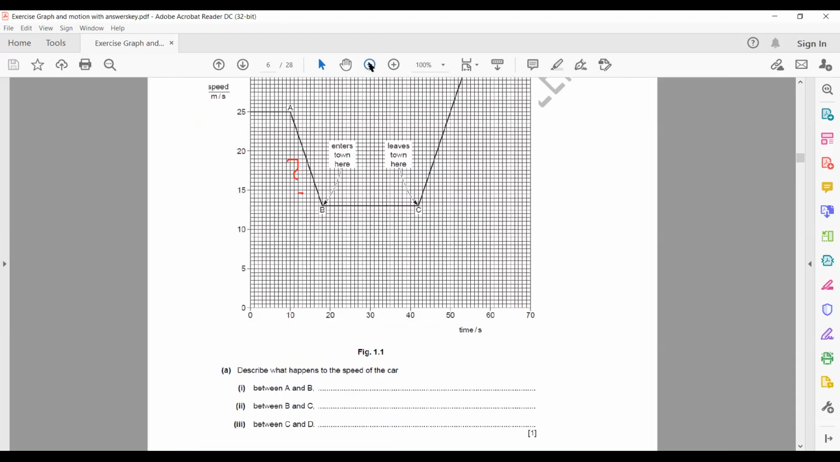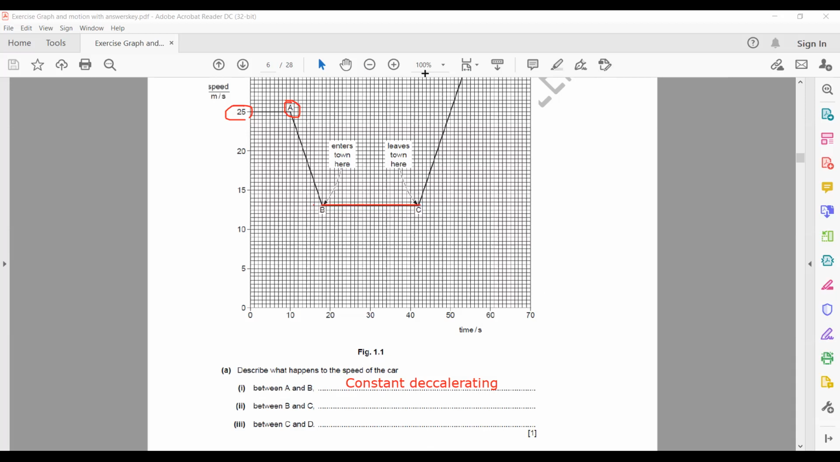Accelerating, constant acceleration, constant deceleration, zero acceleration, or acceleration increasing, decreasing. What can we say from A to B? Yeah, that's right. Constant deceleration. Why deceleration? Because the original speed at A was 25, and at B it is a smaller value. So it is not accelerating, basically it is decelerating, or constant deceleration.